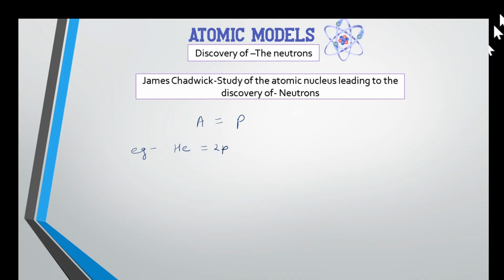So through this observation, it was concluded that there is something else present in the nucleus of the atom along with protons, which has no charge but has a mass equal to the mass of protons, and these particles were called neutrons. So the mass was similar to the mass of the protons, it had no charge, and this led to the discovery of the neutrons.